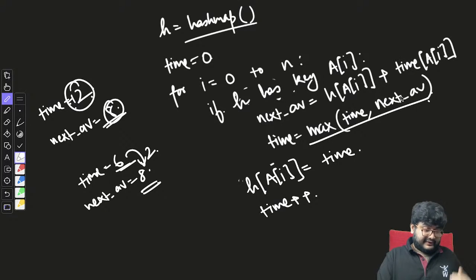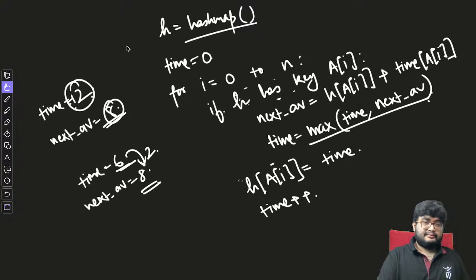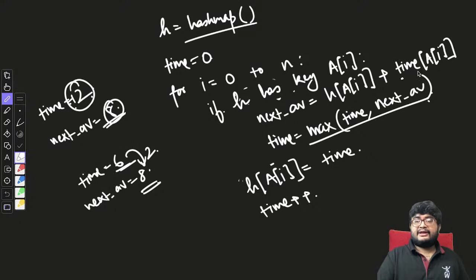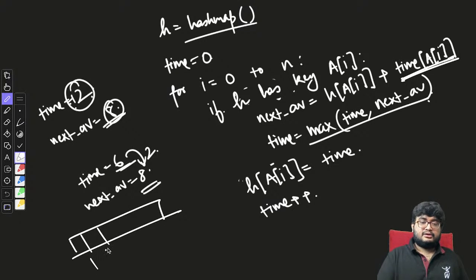Why is it saying one? Because it is one based indexing, right? See, time of A of I we are doing here. Sorry, time of A of I minus 1 it will be. Yeah, time of A of I minus 1. So the array is indexed as 1 based. Like this is treated as 1, 2 like this. So you have to do time of A of I minus 1.